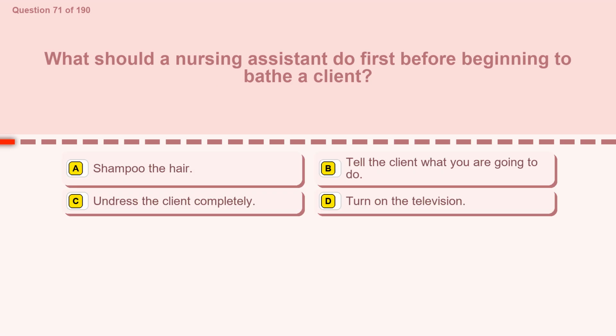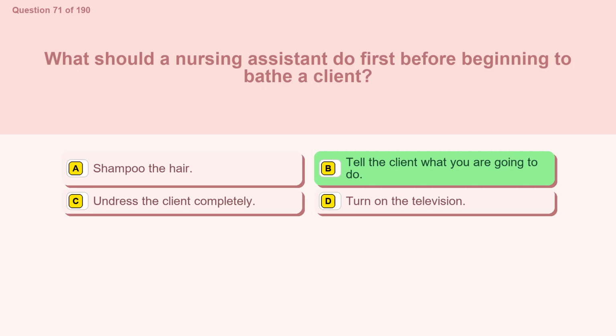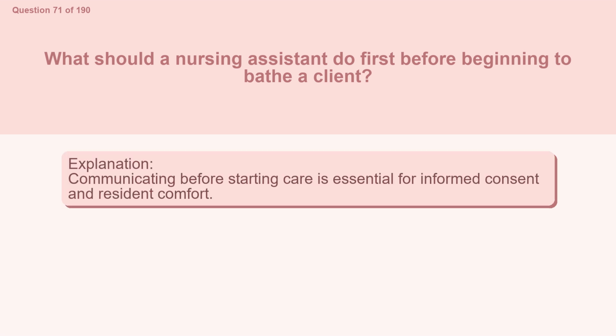Question 71. What should a nursing assistant do first before beginning to bathe a client? Option A. Shampoo the hair. Option B. Tell the client what you are going to do. Option C. Undress the client completely. Option D. Turn on the television. The correct answer is option B. Tell the client what you are going to do. Communicating before starting care is essential for informed consent and resident comfort.